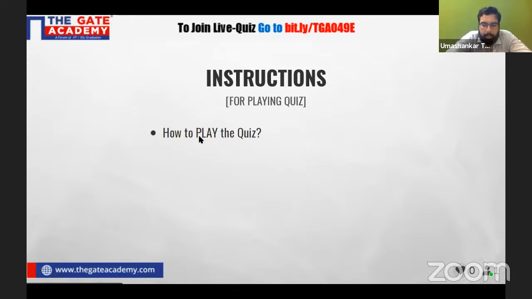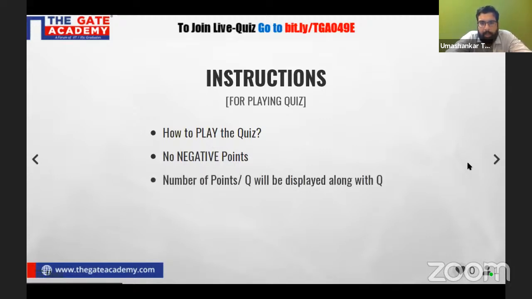There is a small request: when you join, please join with your real name, so that we can call you. Do not give any random name. In this quiz we'll be having four questions and there will be no negative points for any question. The number of points for each question will be displayed along with the question, and as the level of the question increases, we can have more points.